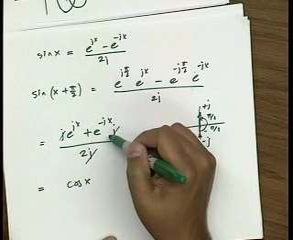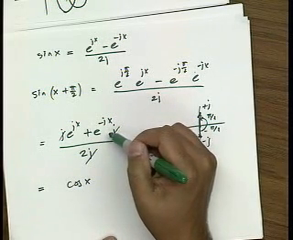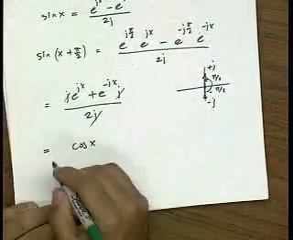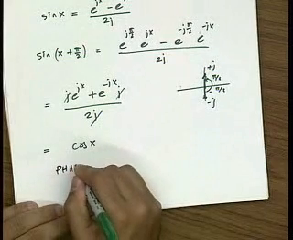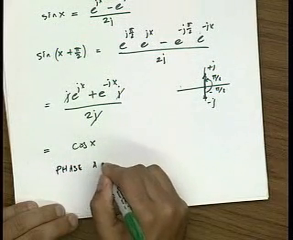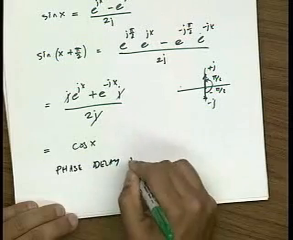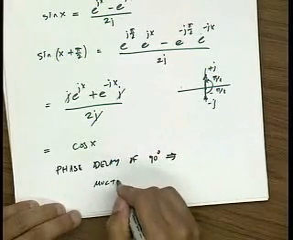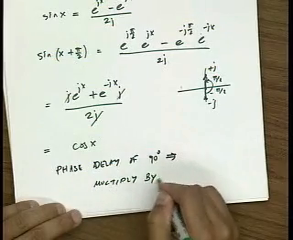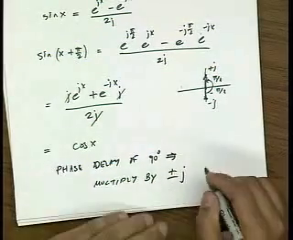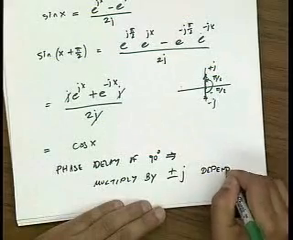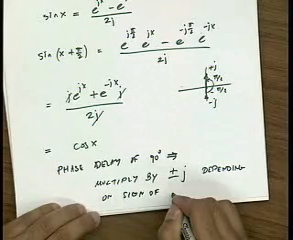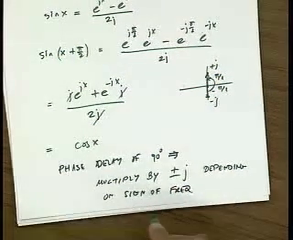Okay? So basically what we can say is a phase delay of 90 degrees is like multiplying by plus or minus j, depending on the sign of the frequency. Okay?